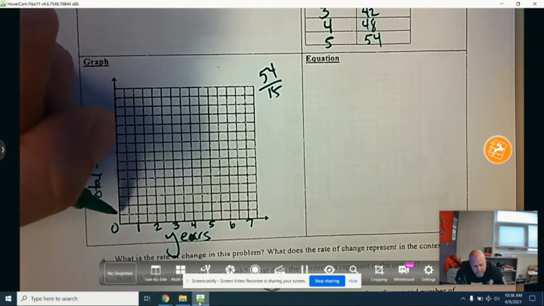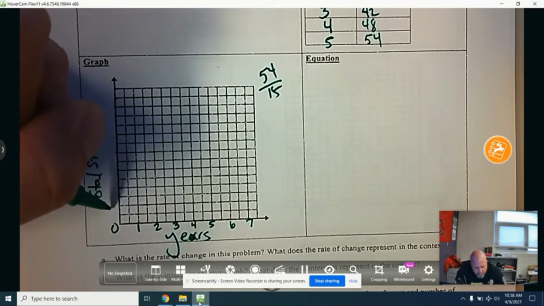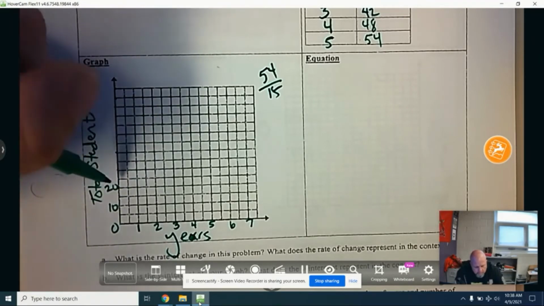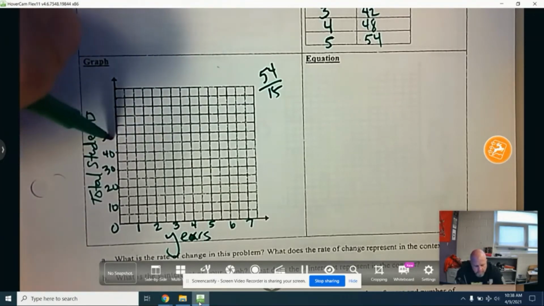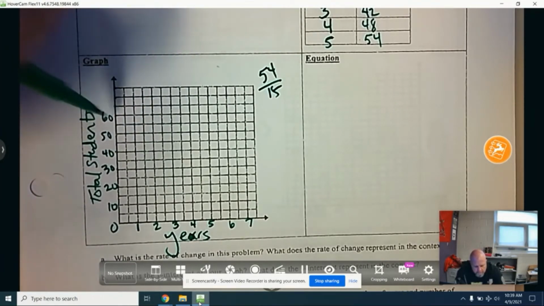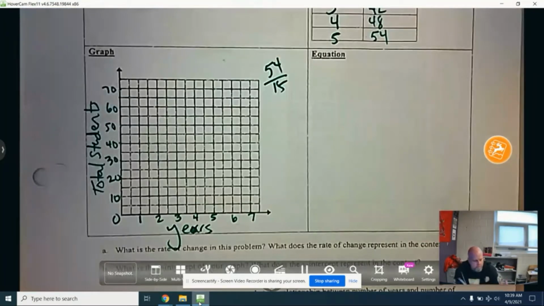And I'm not going to label every box being 5. I'm going to label every other one. So if this was 5, then the next one's going to be 10, and then 15, and then 20, then 25, then 30, 35, then 40, 45, then 50, 55, then 60, and I could get all the way up to 70 if I needed. So now I got my graph set up.